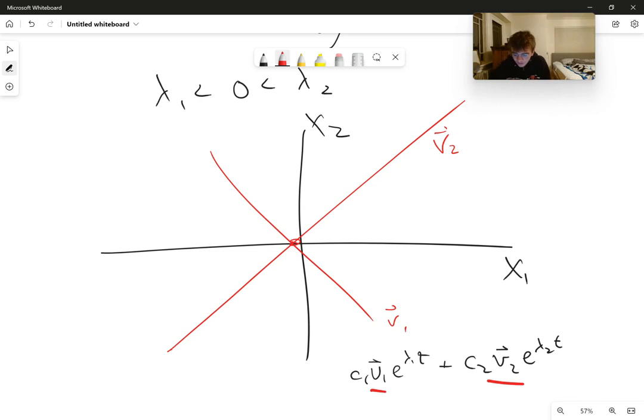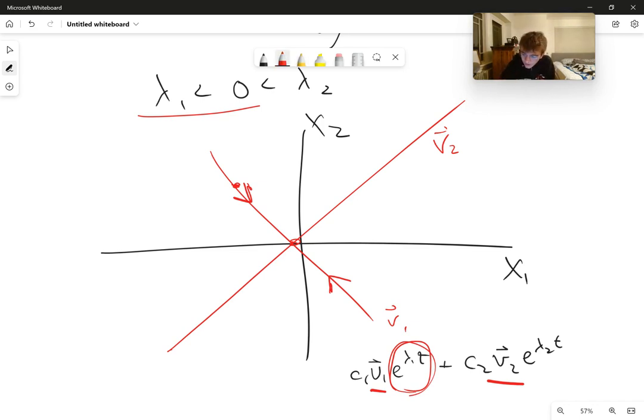Now, as we've written it here, lambda 1 is negative. So that means that this exponential, if say we start initial data on this line, we're always going to stay on the line and it's going to be dominated by this exponential. In fact, it's going to decay. So this manifold is stable and it's going to decay to the origin.